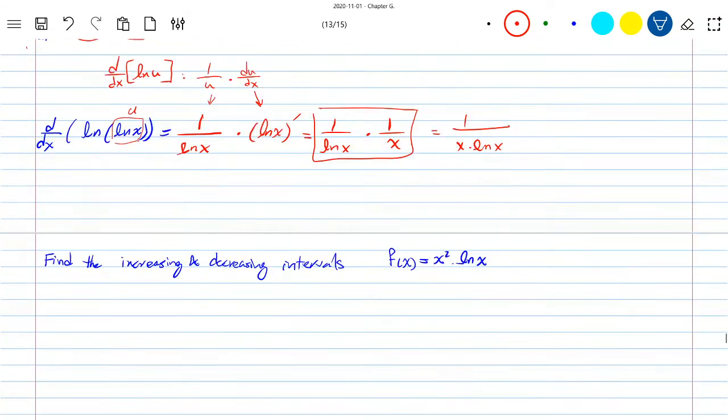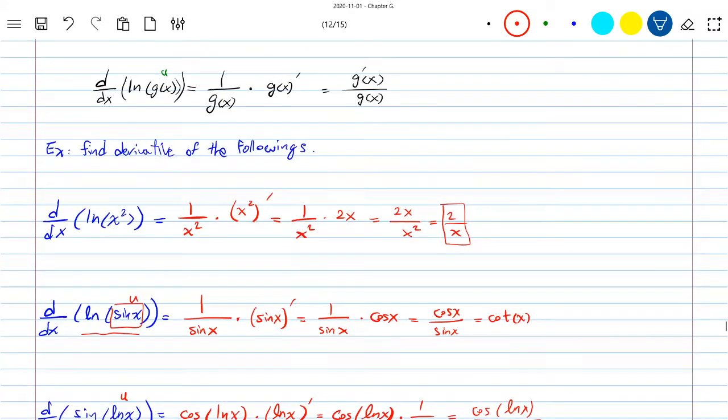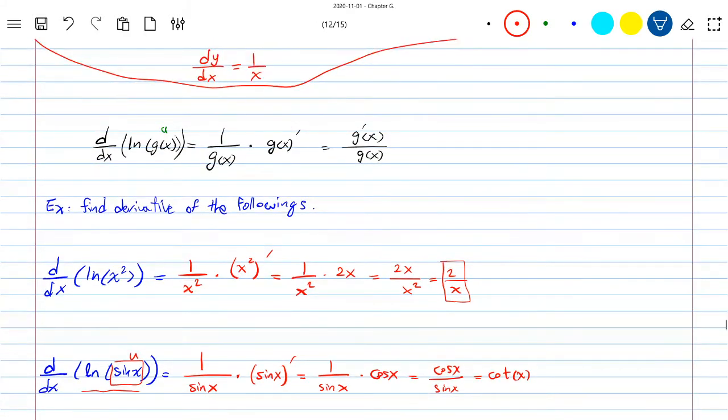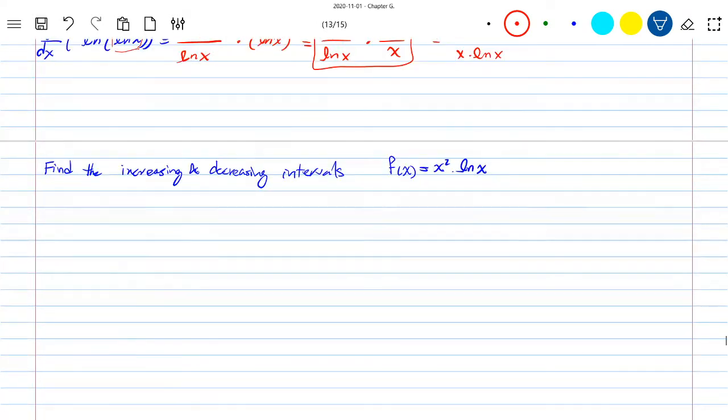Okay, so taking the derivative is not too complicated as long as you use the chain rule properly. Here, one more example. All the stuff that we have learned for the derivative, you can apply again here. You can do product rule, quotient rule, chain rule, everything. Finding local maximum, inflection point, everything applies as well to these functions. So here's an example of it. Find the increasing and decreasing interval for this function, x squared ln x.